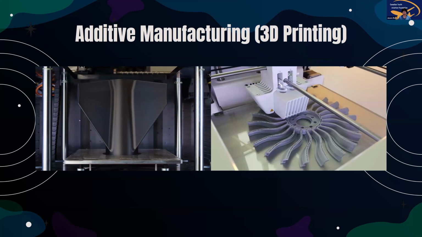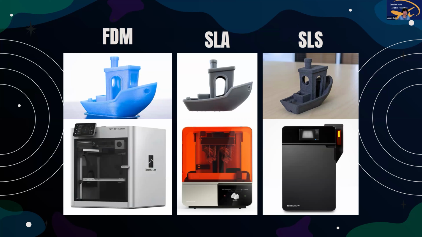So the first tools that an aerospace engineer will use to make something in real life is called additive manufacturing, which you guys know as 3D printers. 3D printers are amazing because they're really easy to use, as they're also really quick. So there's three types of 3D printers. There's FDM, SLA, and SLS.